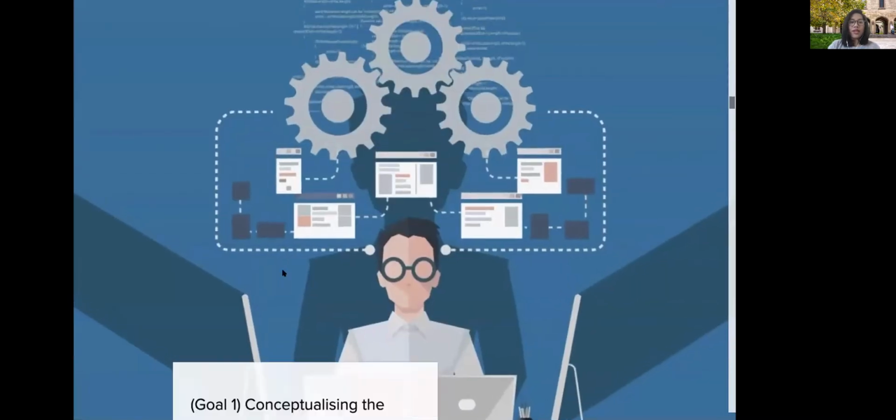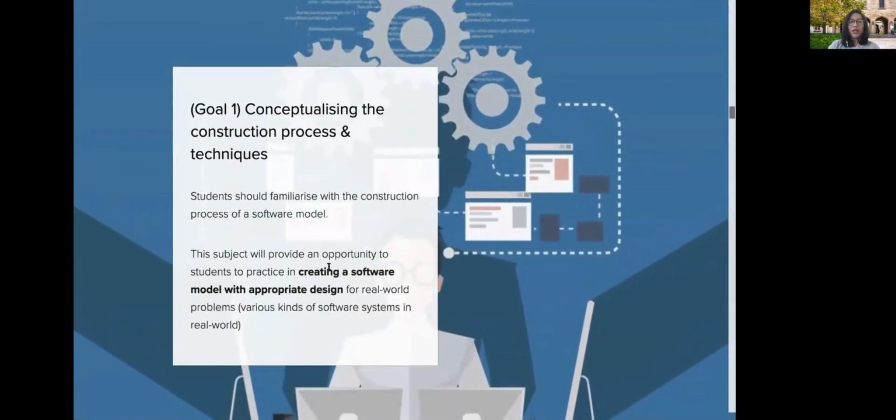The first goal is conceptualizing the construction process and techniques. So the students should familiarize themselves with the construction process of a software model. And then the goal of this subject is to provide the opportunity for students to practice how to create software models and how to choose the appropriate design for real-world problems.